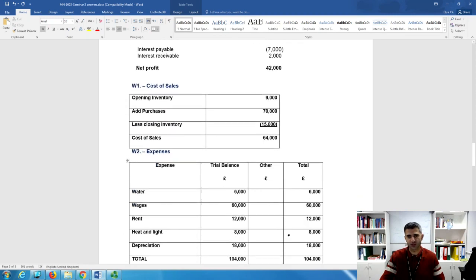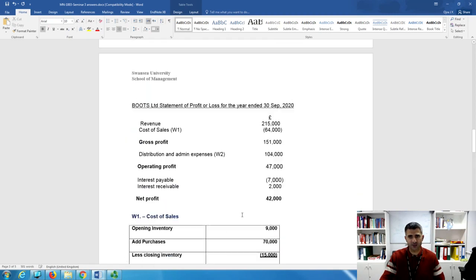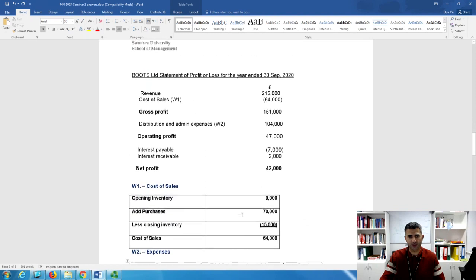In this case, what we need to do here, we need to go to the statement and do the statements. Here we go, look. Don't forget to write the title here, as you see, because this is the 1 mark on the exam. If you miss it, you miss it. The name of the company, Boots Limited, and the name of the statement and the year. Remember this, okay? Then, as you see, I did it here in 1 column.